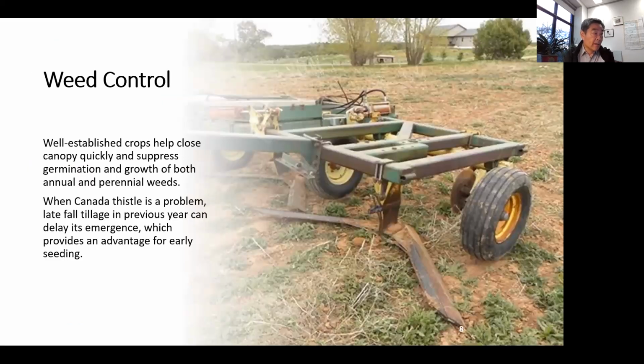For weed control, a well-established crop helps close the canopy quickly, as we said earlier, and suppresses germination of annual weeds, and also reduces the competitiveness of perennial weeds like Canada thistle. When Canada thistle is a problem in your land, late fall tillage in the previous year could be the time to do the tillage. If we're talking about 2024 seeding, late fall tillage would be able to delay Canada thistle germination by 3 to 4 weeks, which gives the early seeded crop time to develop and build its competitiveness.